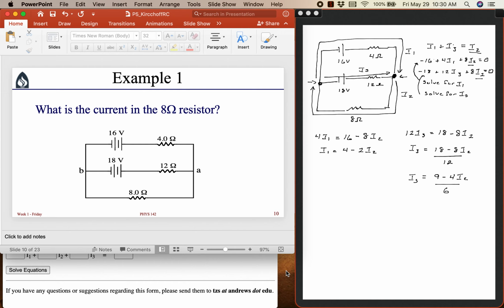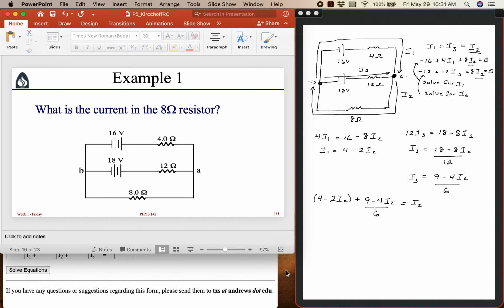All right, so then I have an equation for I1 and I have an equation for I3, and I will plug those equations back into my loop rule equation. So the loop rule equation says that I1, well, I know that I1 is the same as 4 minus 2I2 plus I3, but I3 is the same as 9 minus 4I2 divided by 6. That's going to be equal to I2. So now we see we have just an equation with a single unknown in it that we can solve for.